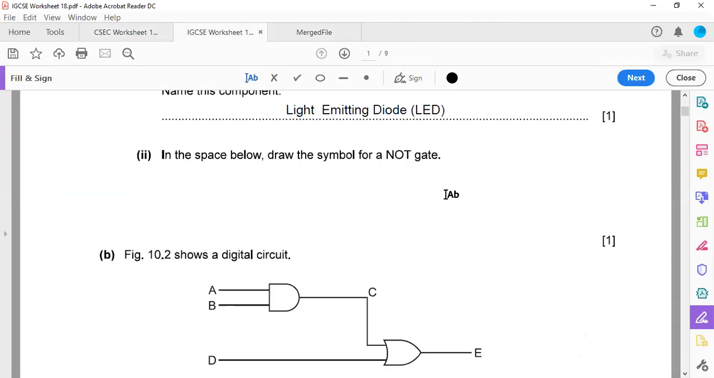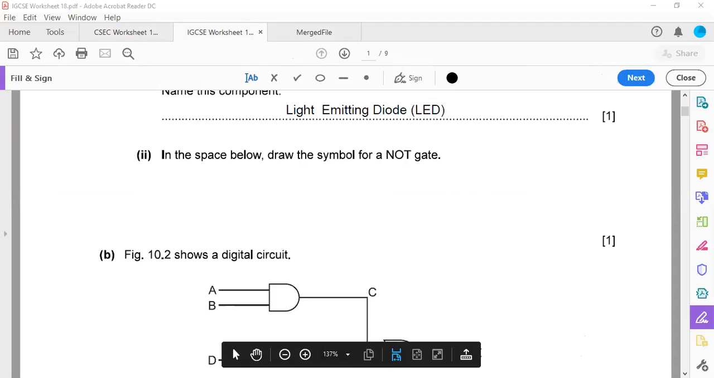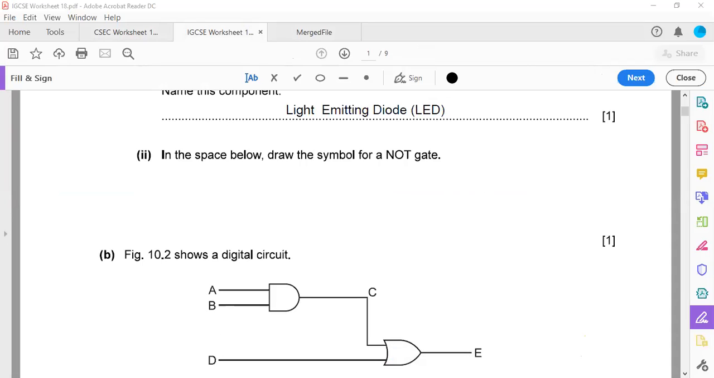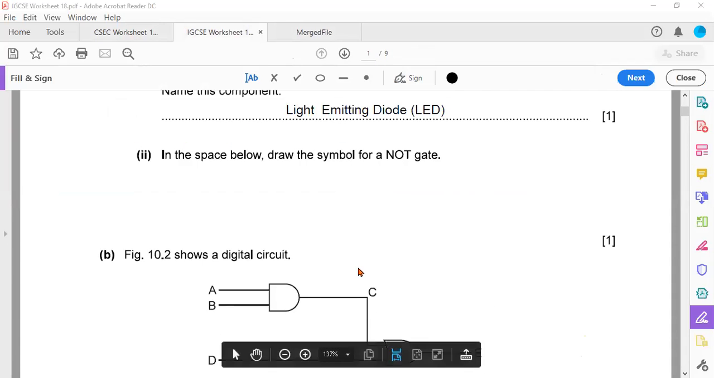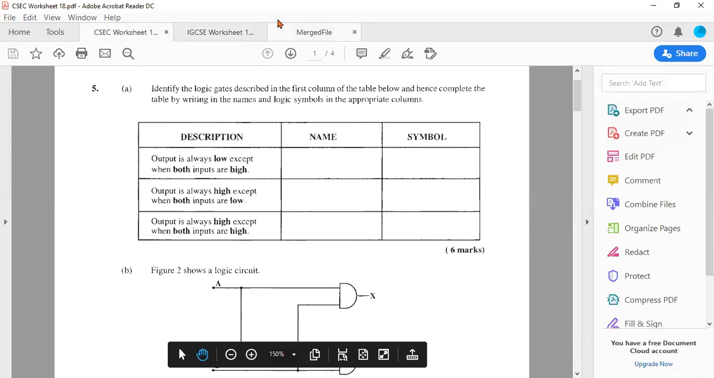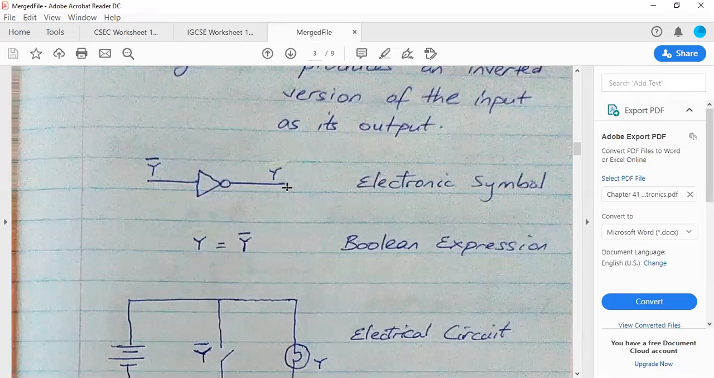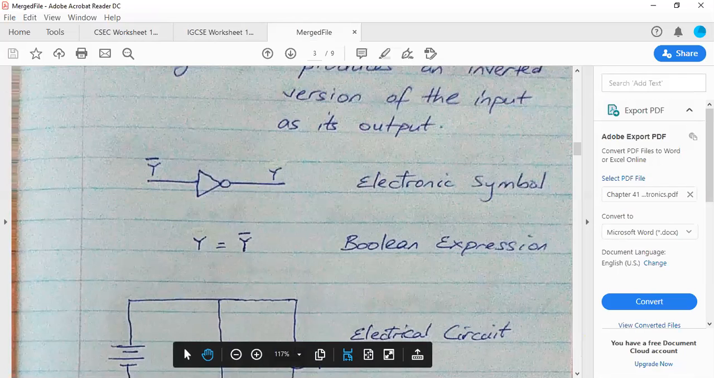Oh, I can't even draw anything here. So your NOT gate should be placed between here, right? And it should look like this. Let's see, in this snipping tool I just cut out the NOT gate. So this is your NOT gate here. So for the question, you just include that for your answer.